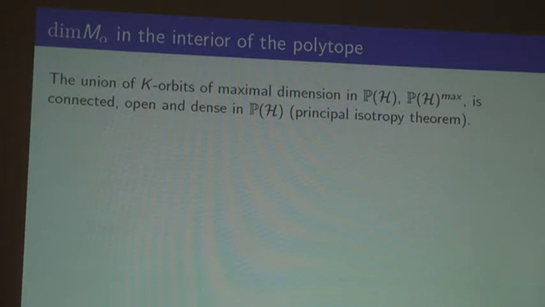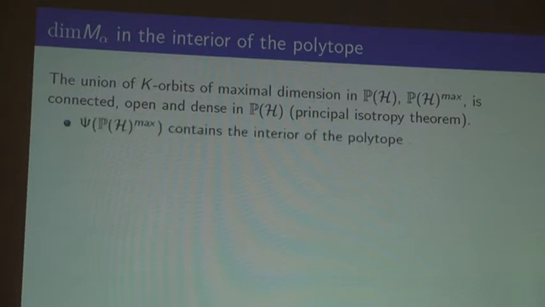So let's first look at the interior of the polytope, which is the easiest case. There is a union of K orbits of the maximal dimension in the projective space, which we denote by the index max. And we know that this union is connected, open, and dense, so it has the same dimension as the space of states. This is the implication of the principal isotropy theorem. So we know that the image of this union under the map psi contains the interior of the polytope.